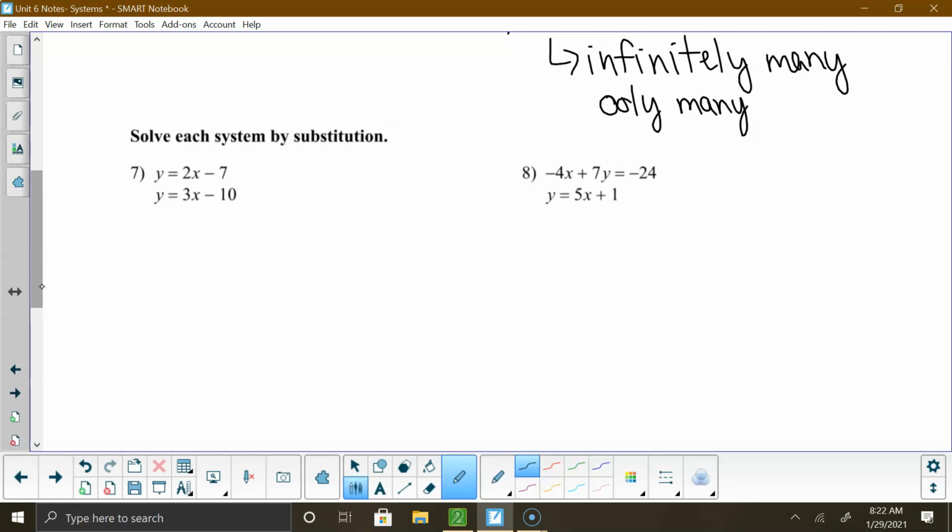So what do you notice about the two situations I gave you? Y is by itself on both of them, right? So these two both equal Y. So remember your transitive property from geometry? Y equals this. Y also equals that. Can I set this equal to that? Call it a day.